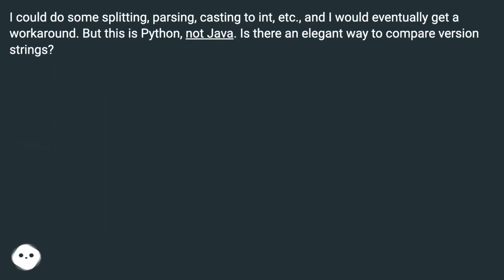I could do some splitting, parsing, casting to int, etc., and I would eventually get a workaround. But this is Python, not Java. Is there an elegant way to compare version strings?